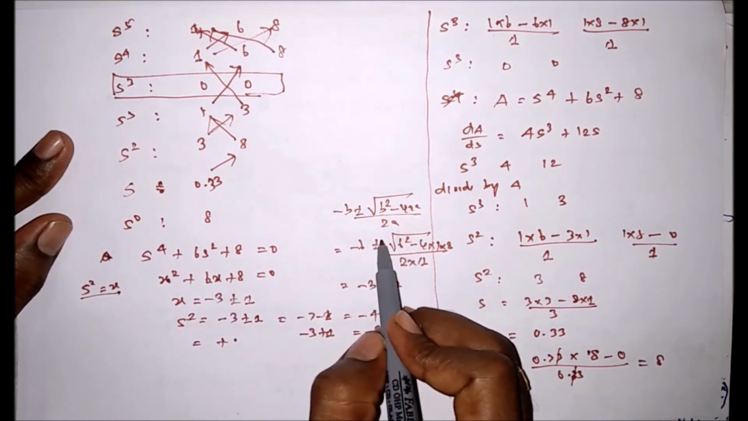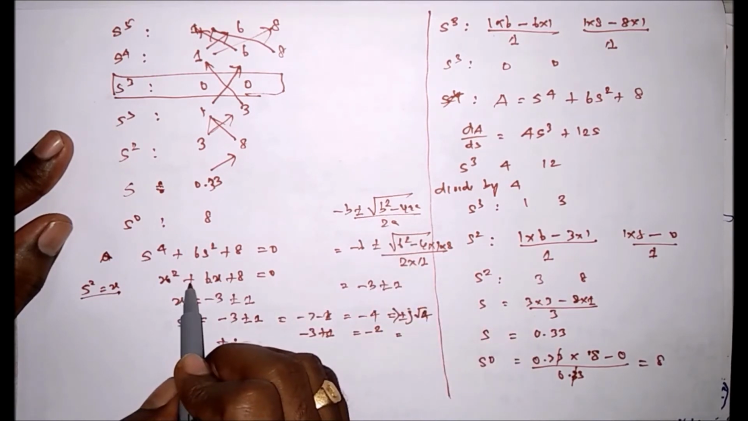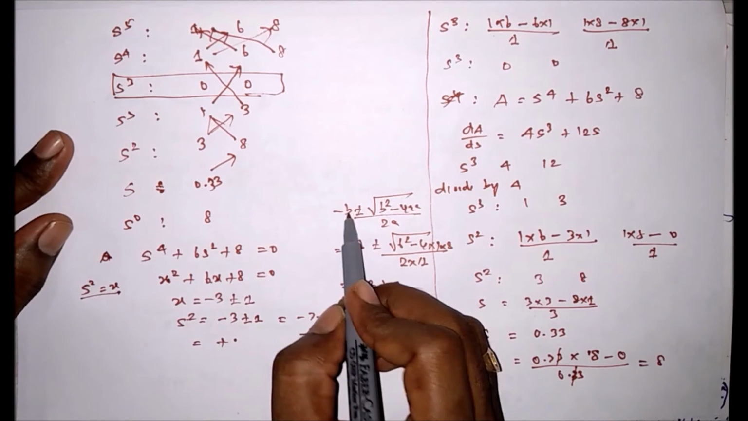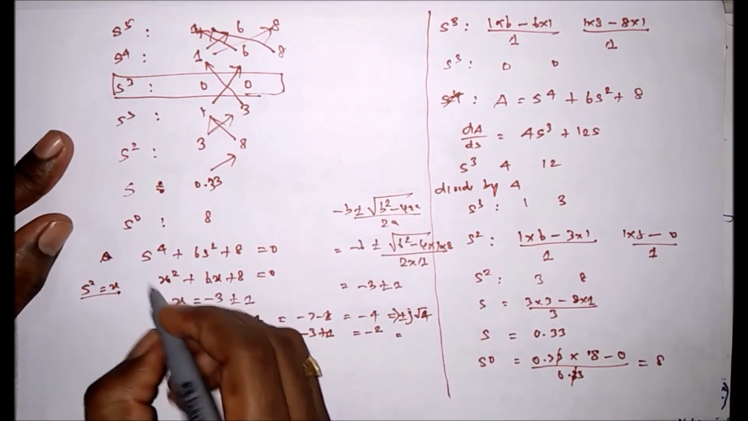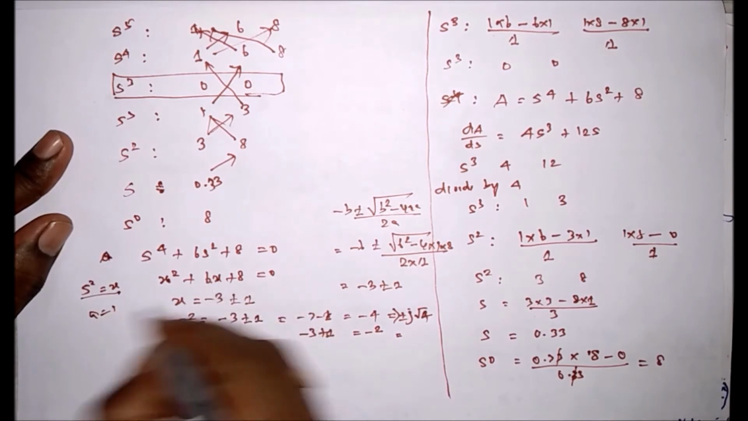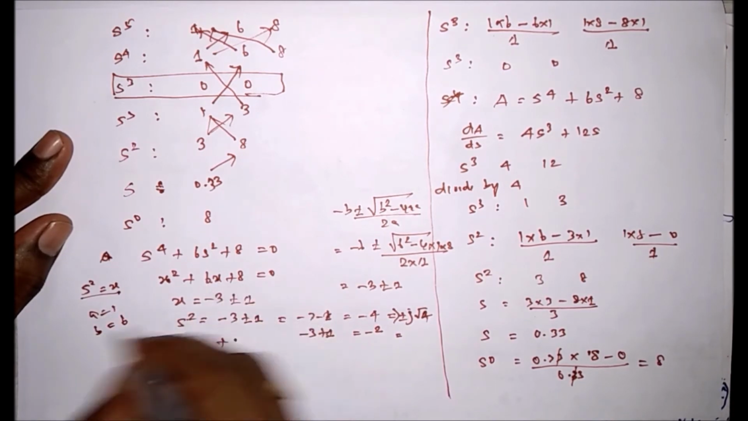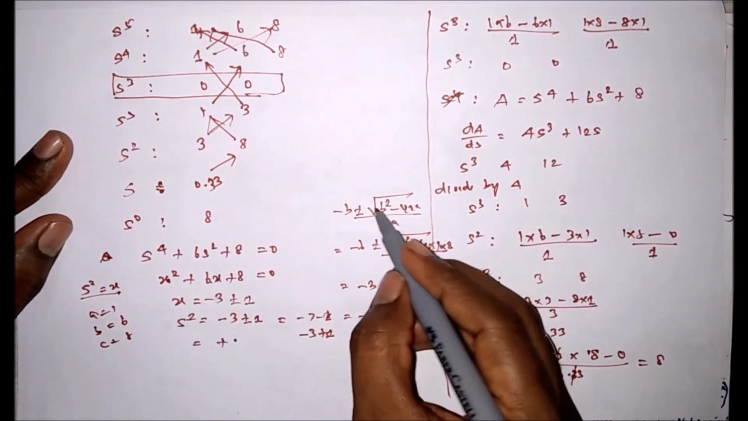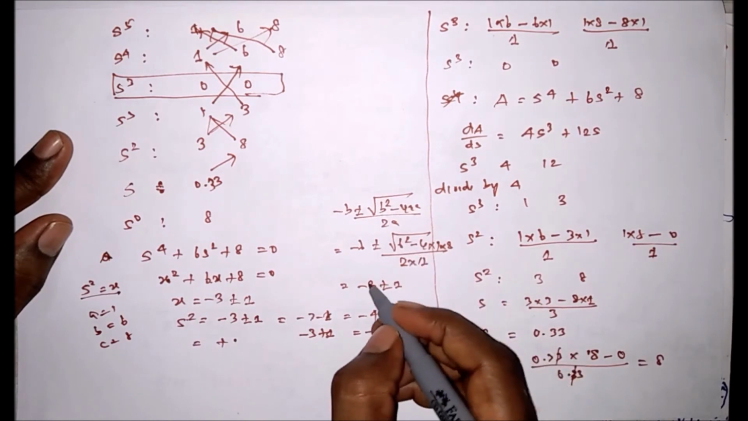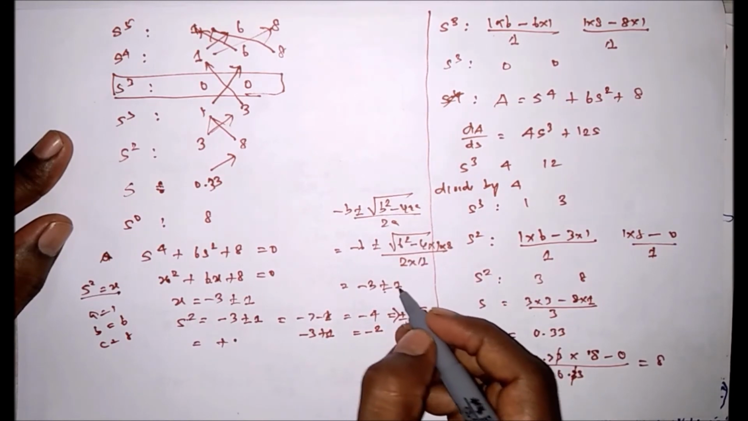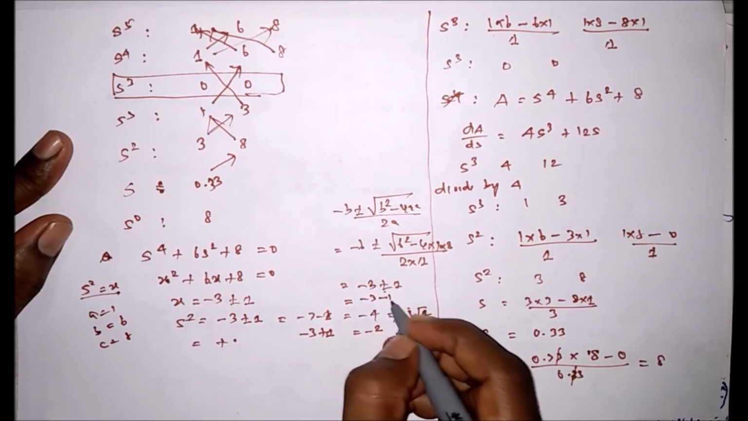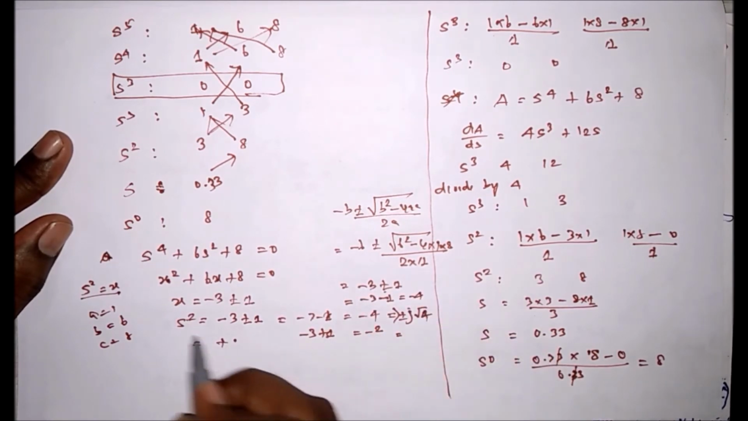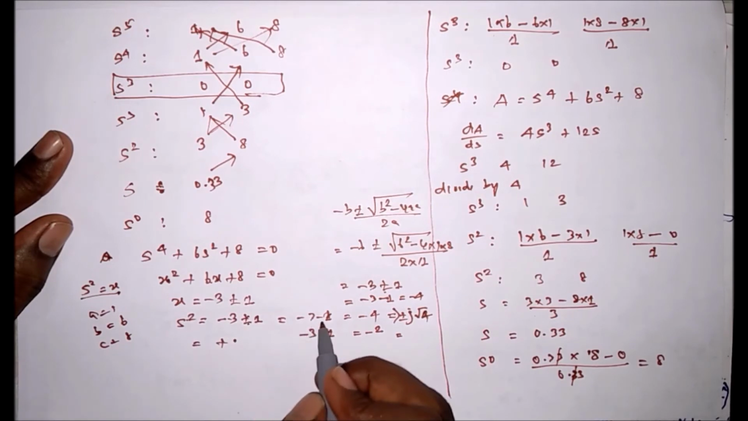So now we know the formula to find the roots of the auxiliary quadratic equation: minus b plus or minus square root of b square minus 4ac. Here a equals 1, b equals 6, c equals 8. We substitute into this equation and we will get minus 3 plus or minus 1.